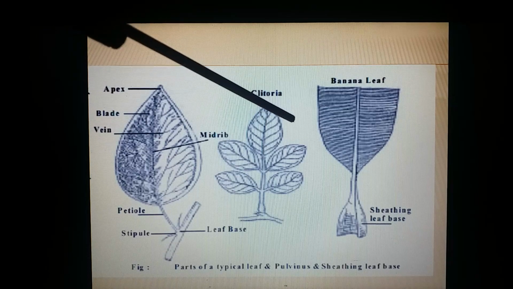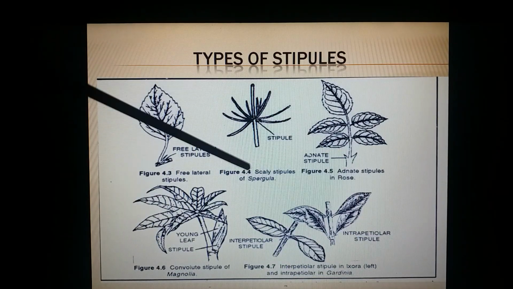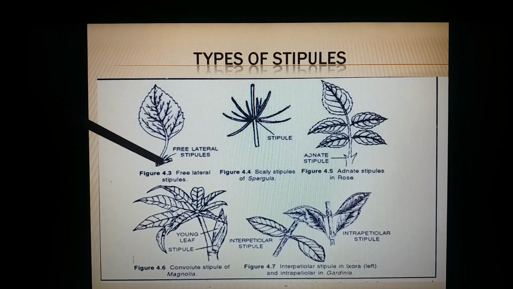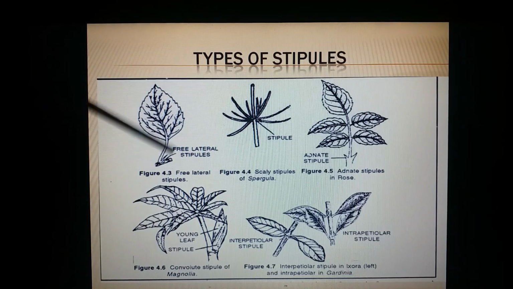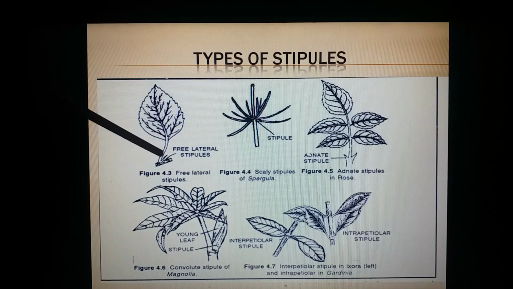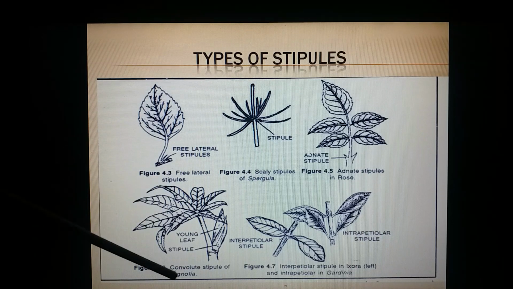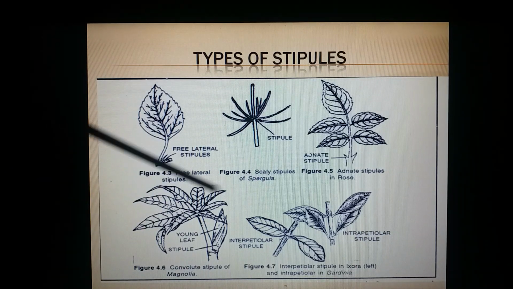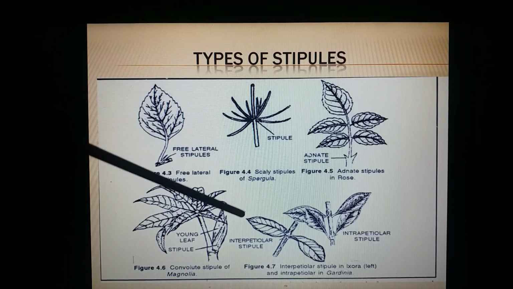Example, Clitoria. Then about stipule. What are stipules? The two small scaly appendages present on either side of the petiole. They protect the leaf in its young condition. A leaf with stipules is called stipulate. Example is this hibiscus. Sometimes the stipules may be absent, as in the case of Datura and Calotropis, etc.